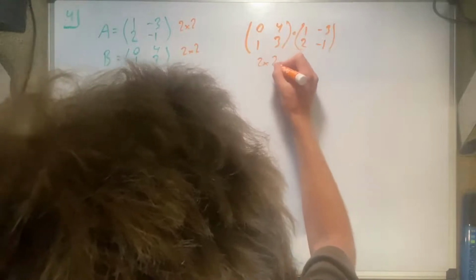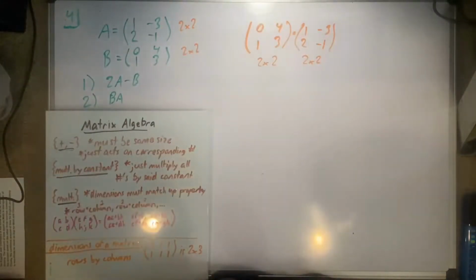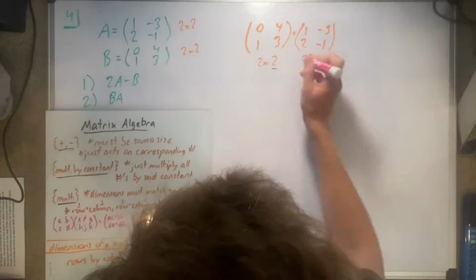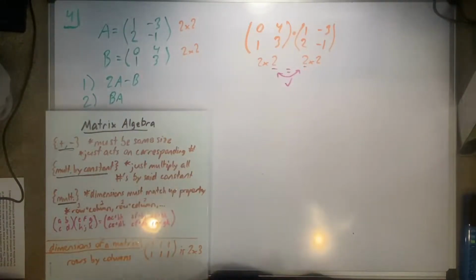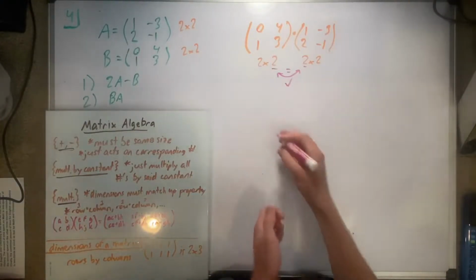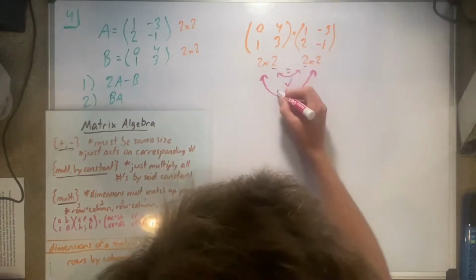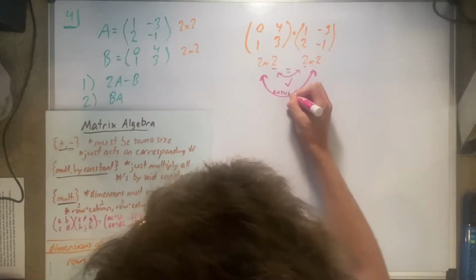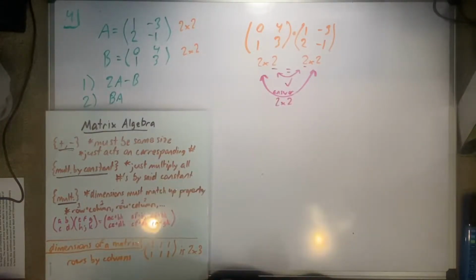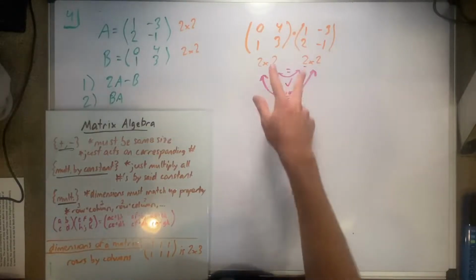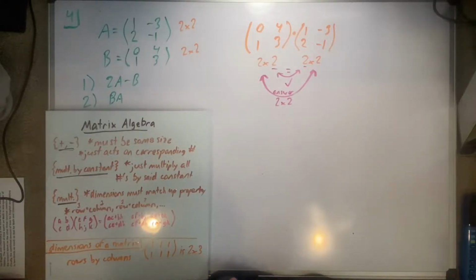So we have here the 2 by 2, the 2 by 2. These two middle numbers must be equal in order for us to multiply. And then if these two are equal, our answer is going to be the outside numbers. So we're going to have a 2 by 2 answer. These two must match up, and you'll see if they don't match up, it's impossible to do the math for it.